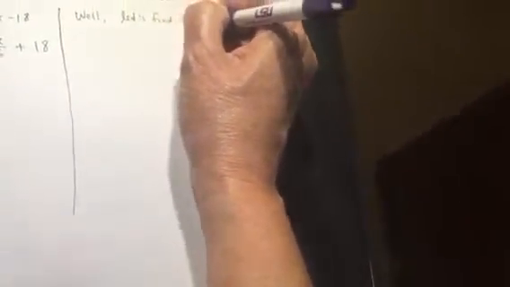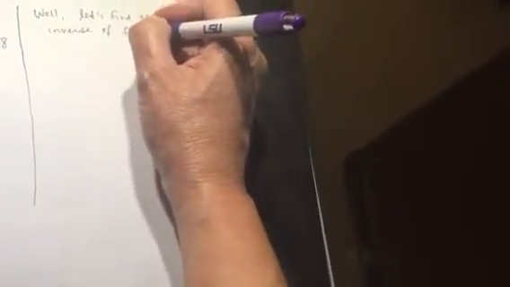I could say, well, let's find the inverse of one of them. I'll do f of x. And if it matches g, then what's your answer? Yes. If it doesn't match g, no. There would be the answer. So I'm looking at f of x.